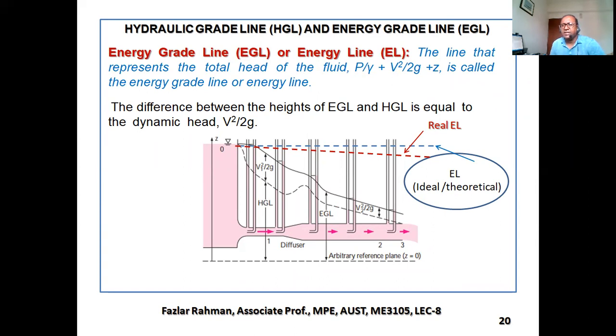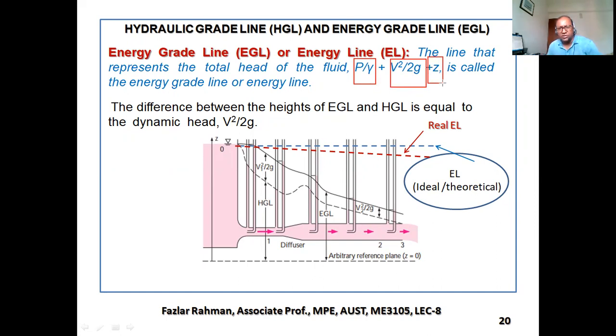Okay. Now energy grade line. The line that represents the total head of the fluid. That means the total energy in Bernoulli's equation is called energy grade line or energy line. The difference in height between the energy grade line and the hydraulic grade line is equal to the dynamic head. Bernoulli's equation we can describe as: this is pressure head, this is velocity head, and this is potential head.